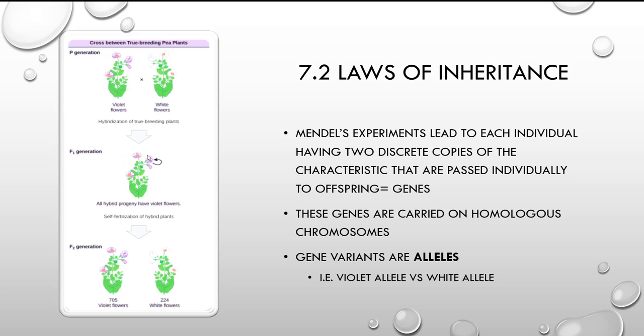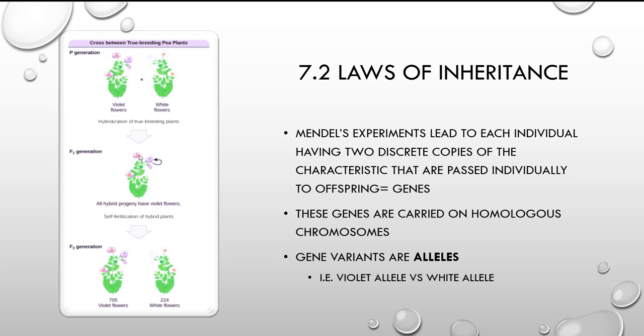So this F1 generation got a copy of the coloration from each parent. It got a copy from this parent saying that it was going to have violet flowers, and got a copy from this parent that said it was going to have white flowers. So now it has two copies. It has a violet color copy and a white flower copy. But the violet color masks the effects of the white color, and so that's why it shows the violet color instead of the white color.